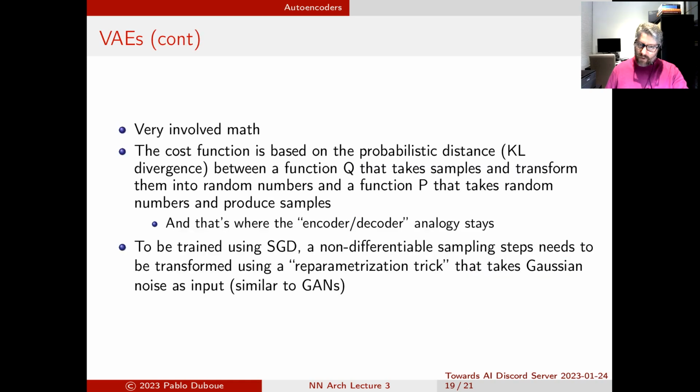So the math is very involved. The cost function is based on probability distance, the Kullback-Leibler divergence. I do find this idea of going to probability distribution with unbiased sampling and things like that has become very popular these days with diffusion models, yes. And they can be trained using SGD.